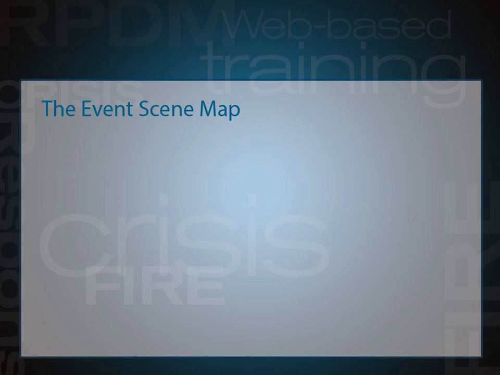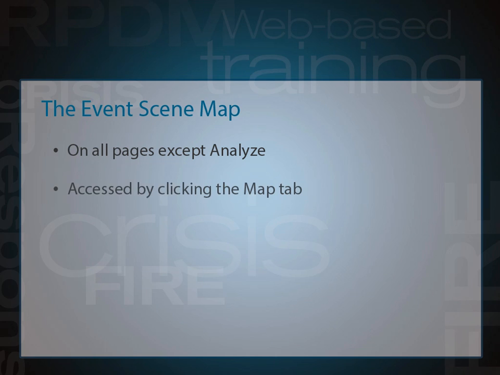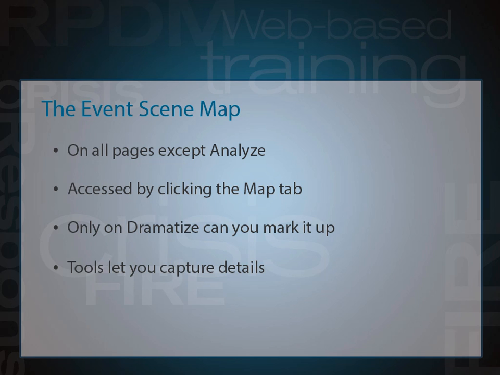This completes our review of the map customization tools on the Dramatize page. As a quick recap, in AlphaACT Fire, the map appears on the pages for all steps of the decision process except for Analyze, and it can be accessed by clicking the tab above the event scene simulation. However, only on the Dramatize page can you mark it up with annotations. The map on the Dramatize page includes tools that give you a full range of possibilities for capturing the details that will help you fully prepare for dealing with an incident.